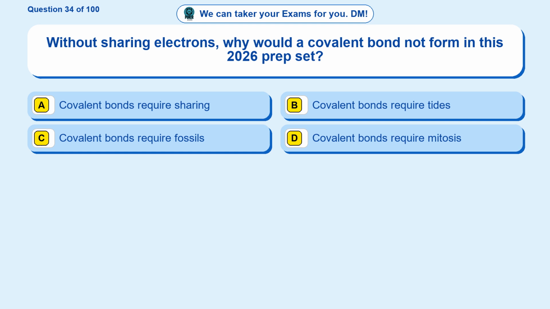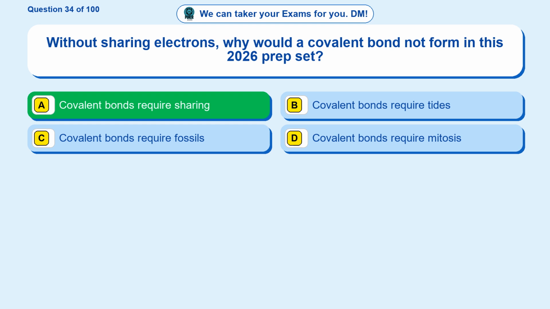Question 34. Without sharing electrons, why would a covalent bond not form in this 2026 prep set? Option A, covalent bonds require sharing. Option B, covalent bonds require tides. Option C, covalent bonds require fossils. Option D, covalent bonds require mitosis. The correct answer is option A.